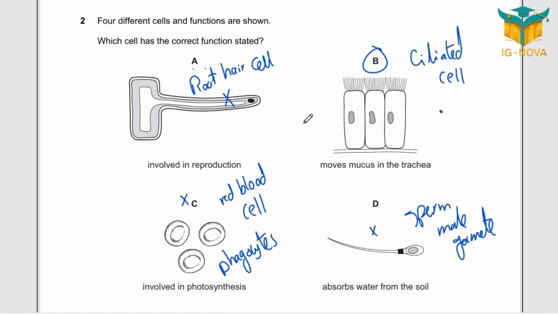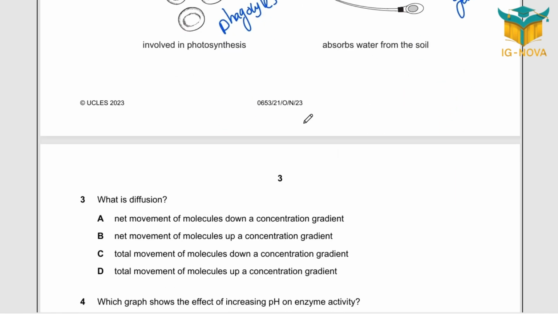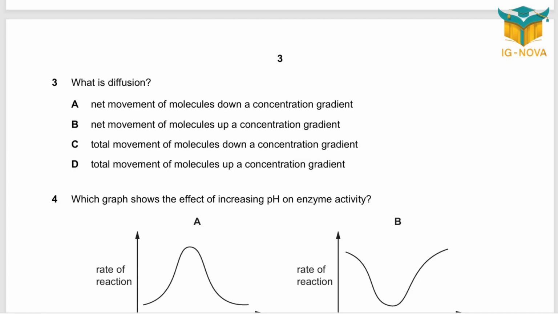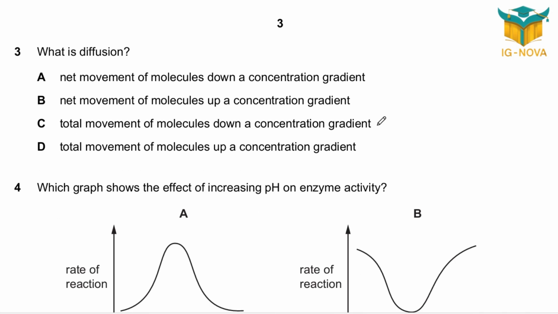Don't forget that mucus is made by goblet cells, then removed by cilia. Diffusion. For the definition of diffusion, or even osmosis, you must use the vocab net movement. So total movement is rejected.